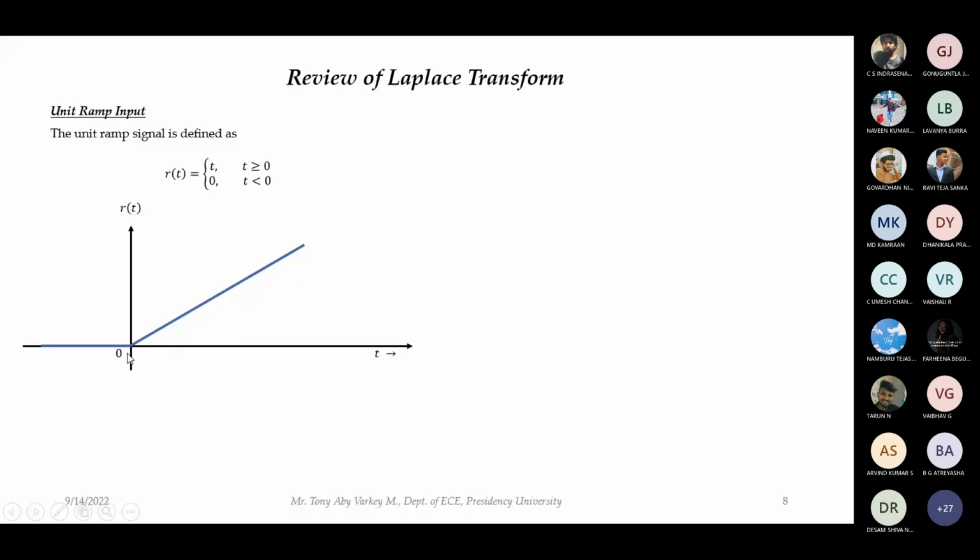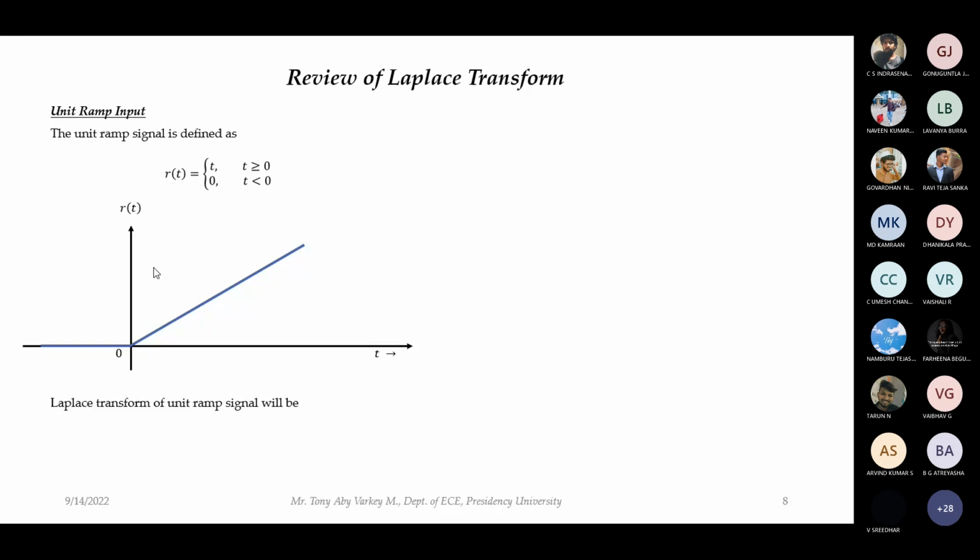Is it clear? R of t is equal to t. So whatever t is, suppose t is 5, what will r of 5 be? It is 5. R of 10 will be 10, like that. Understood? Whatever the value of time is, the same value will be the input signal.